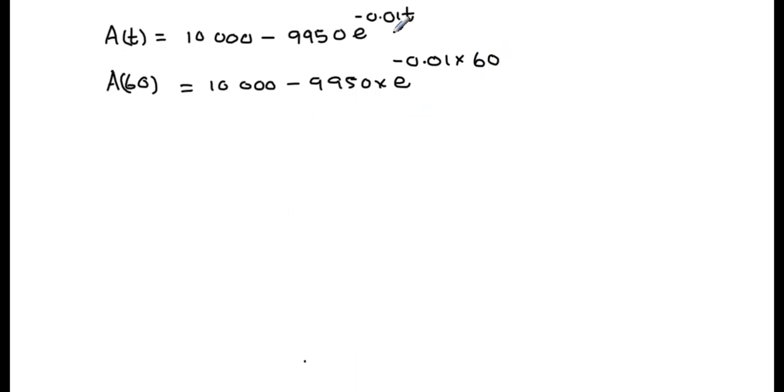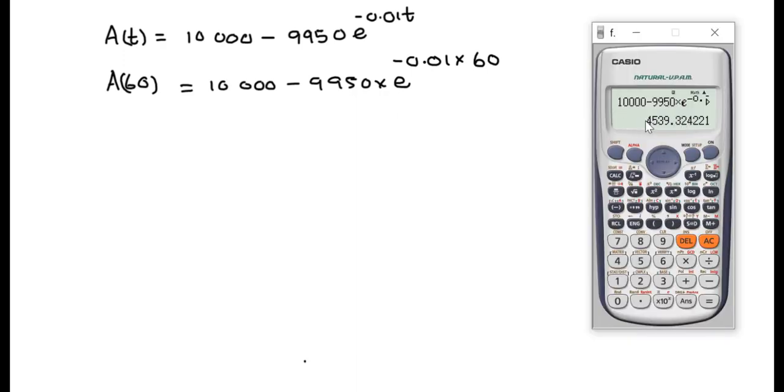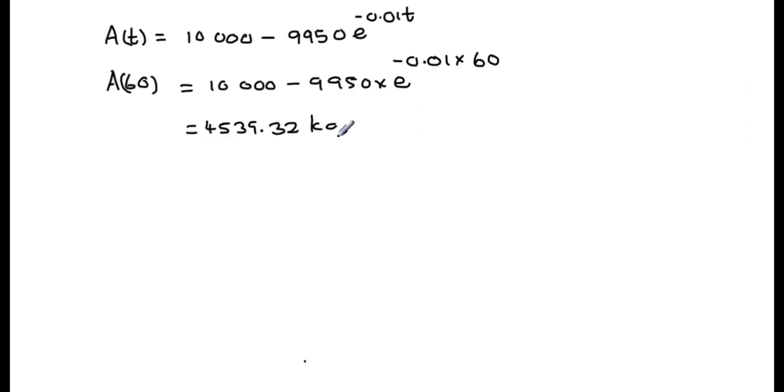So I think at that point, because of this value, you definitely need to use your calculator. Let's see what the calculator gives us. I've already entered the value before, which is here 10,000 minus 9,950 times e to the power minus 0.01 times 60. That's what it gets. So it gives us 4,539.32, and this will be in kilograms.